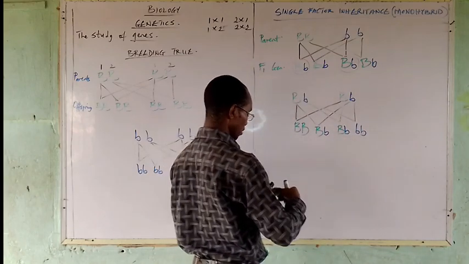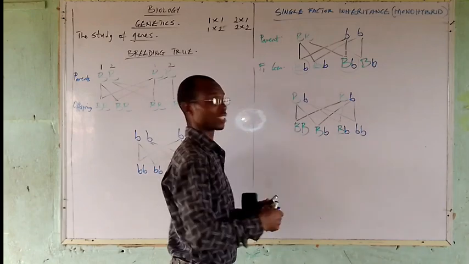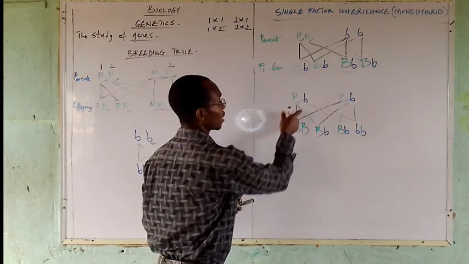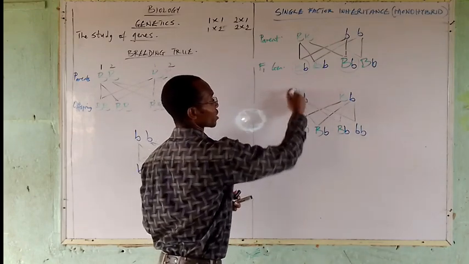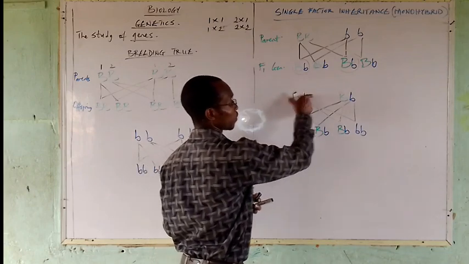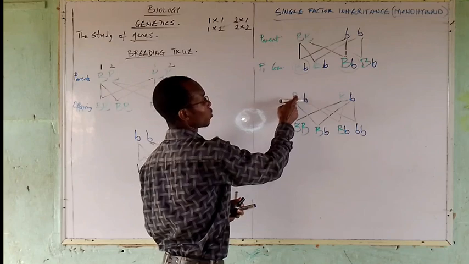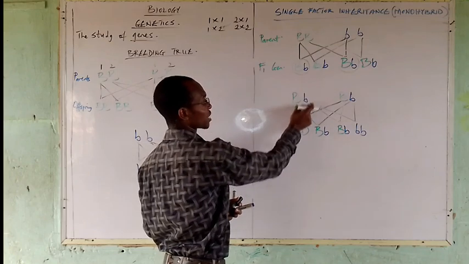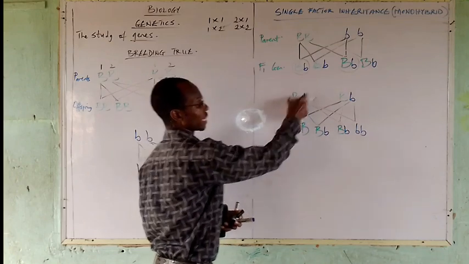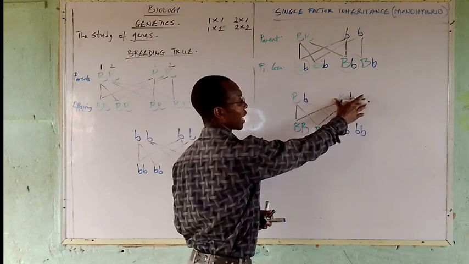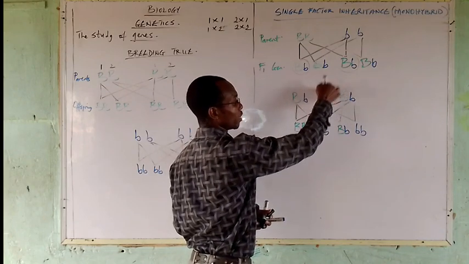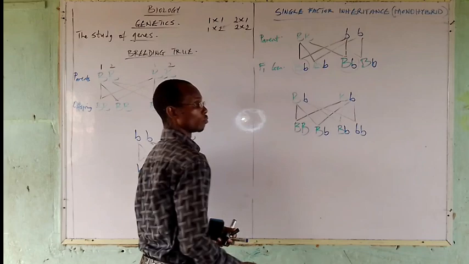Now, looking at the crossing of the F1 generation, we'll find out that we have a heterozygous trait for the father and the mother, such that we have a dominant green color with the recessive trait of being blue for the father, and likewise the mother, dominant trait of green with the recessive trait of being blue.